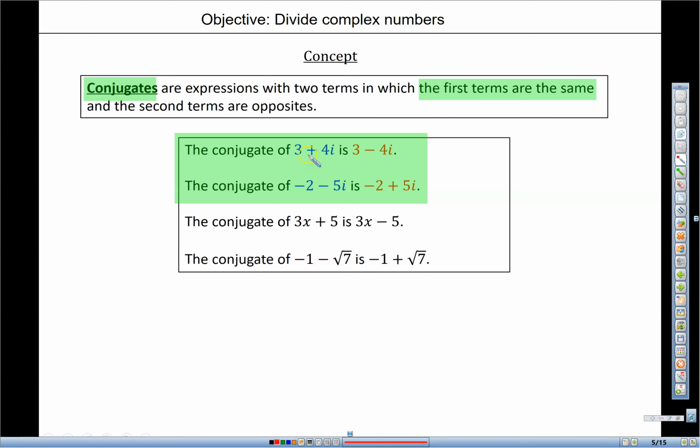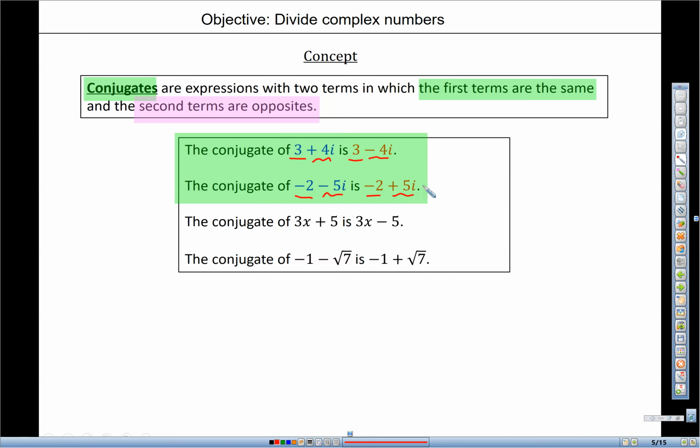So here we notice that the first terms are both 3. Here we notice they are both -2. Then our second terms in conjugates, as I earlier said, are opposites of each other. So here those opposites are positive and -4i. In this second complex number, the opposites are -5i and +5i.